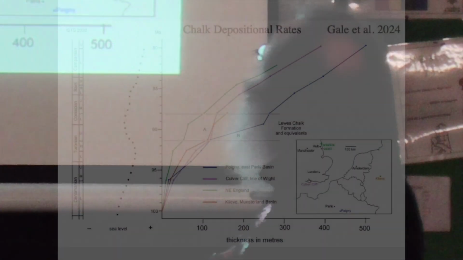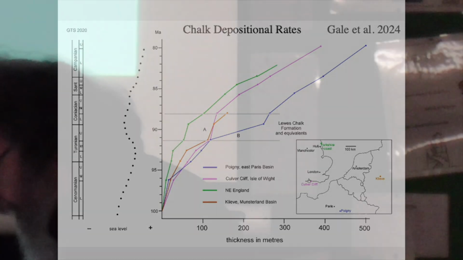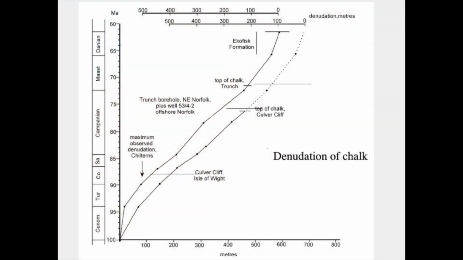So what can we do with this? Well, I discovered something very interesting by plotting the accumulation rates or depositional rates of chalk, that they end up being pretty much the same once you've gotten above a certain level. So I was able to work out, at least in theory, how much chalk had been stripped off. And I won't go into this in detail, but the maximum seems to be in the Chilterns, where approximately 500 meters of chalk had been removed.